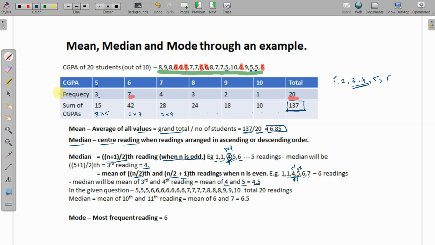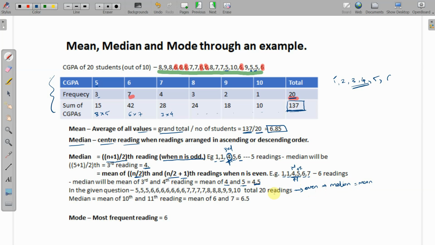So the mean, in our small example, is 4.5. Now coming to this frequency distribution table, what would be the median over here? First of all, how many readings do we have? We have 20 readings. So the number of readings is even, right? The median will be equal to the mean of the center readings.